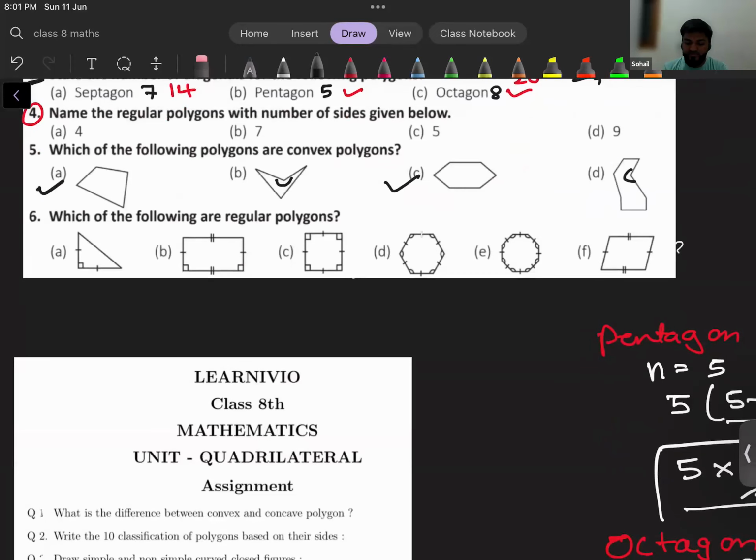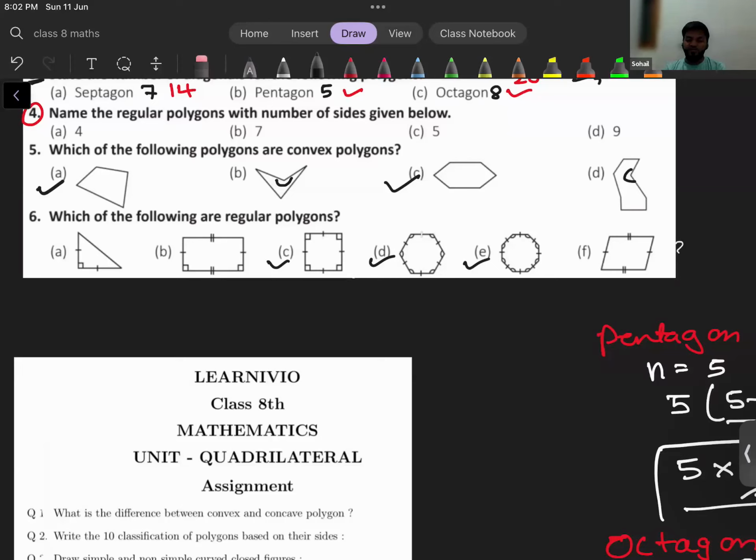Now, question number 6: which of the following are regular polygons? Sir, B and C. No, sir, C and D. C and D, and there's one more here. E also. Okay.